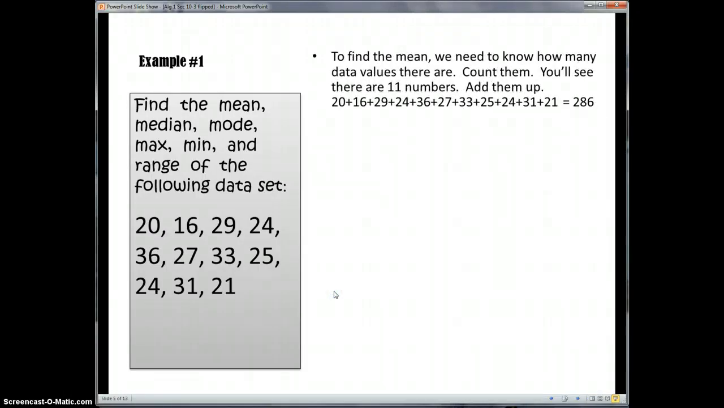Okay, for example 1, we want to find the mean, median, mode, max, min, and range of this data set. So we have a lot of things, six things we're going to find here. First one is the mean. To find the mean, again, we need to know how many data values there are. If you count, there are 11 of those values there. We need to add them all up. So we add all those up, we get 286. We take 286, divide that sum by 11, and we get 26. Therefore, the mean is 26.